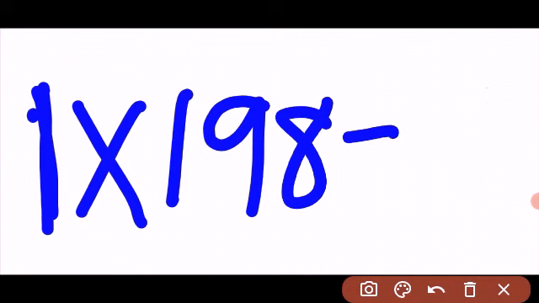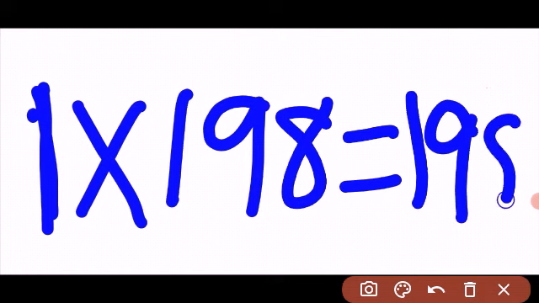All right, let's talk about the number 1. 1 times anything will always be that same anything. In other words, 1 times any number would be the same number. Let's say 1 times 198. What will the answer be? It will be 198. Okay, we are done with 0.